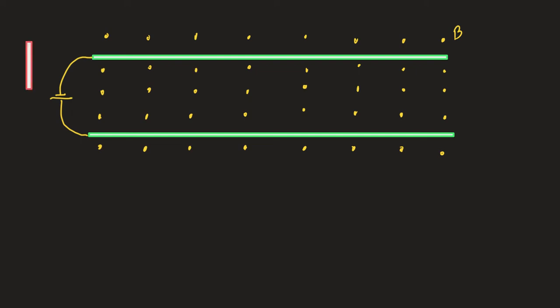But let's say I have a bar that I could just drop onto the rails right here. The moment the bar is dropped onto the rails, I complete a circuit. I provide a pathway for charges to move, and therefore I'll have a current generated. The way I've drawn this, the current would be that way in the circuit.